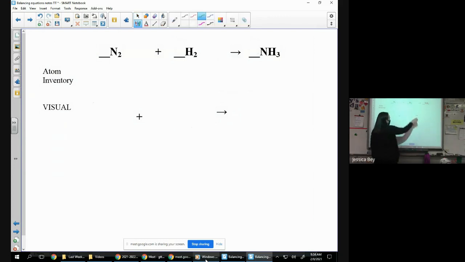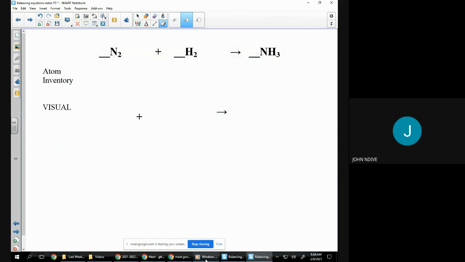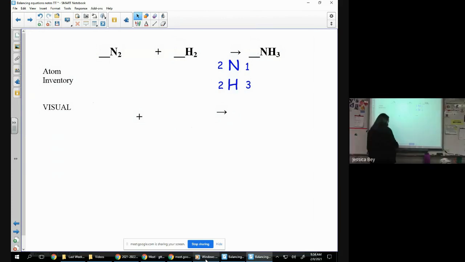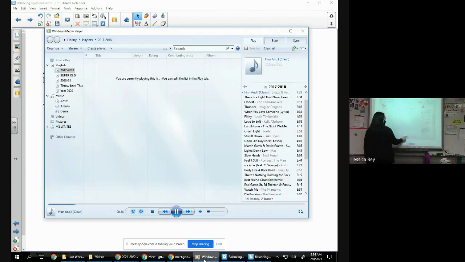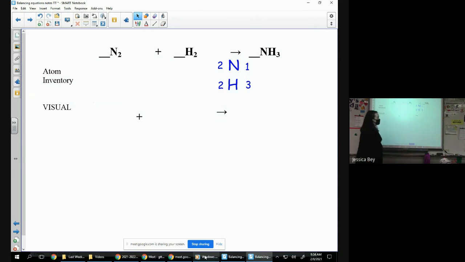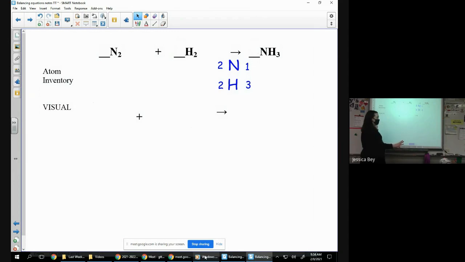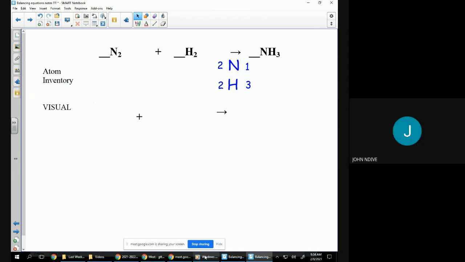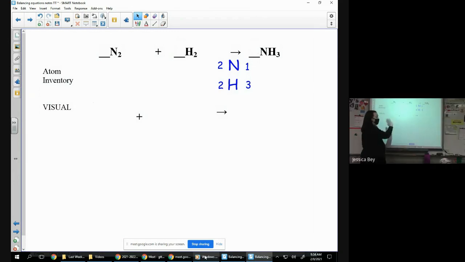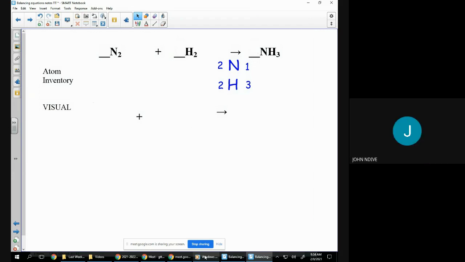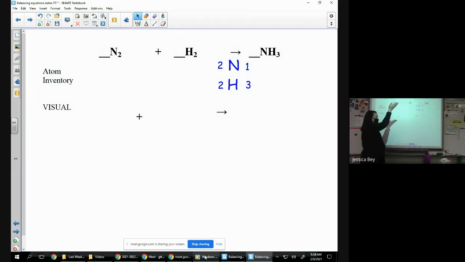What two elements do you see we're working with in this reaction? Nitrogen and hydrogen. You got it. Can we put that here? Right. Do you agree that we're starting with two nitrogens and we're also starting with two hydrogens? Do we agree with that? Right. Okay. And we're ending with one nitrogen and three hydrogens. Do we agree with that? Yeah. All right. So they're not balanced, right? No. Should we start at the top?